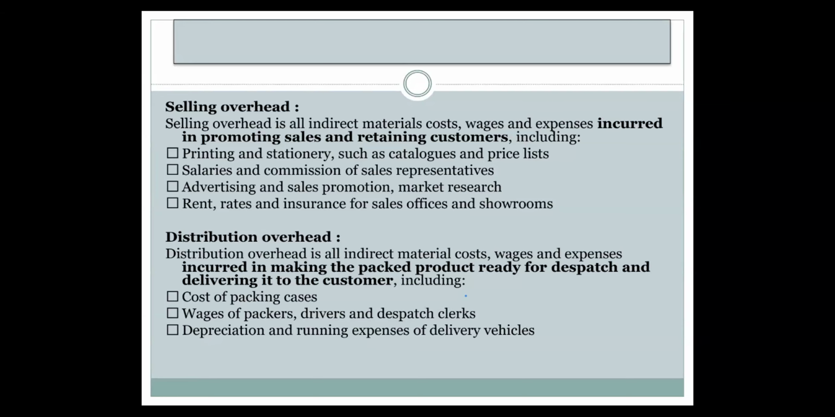It's only selling. So selling overhead includes all indirect material cost, wages and expenses incurred in promoting sales and retaining customers, including printing and stationery, such as catalogs and price lists prepared to offer the product to customers, salaries and commission of salesmen and sales representatives, advertising and sales promotion expenditure, market research, and rent, rates and insurance for sales offices and showrooms. These are selling expenditure.